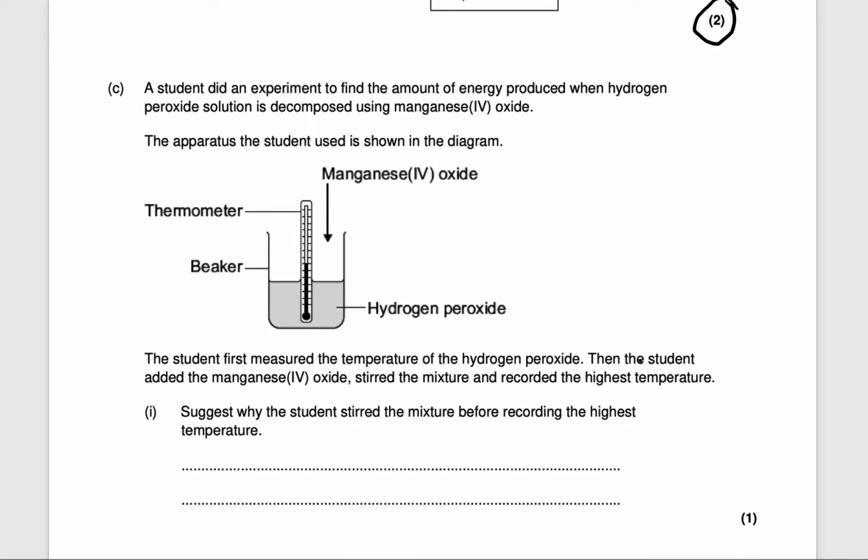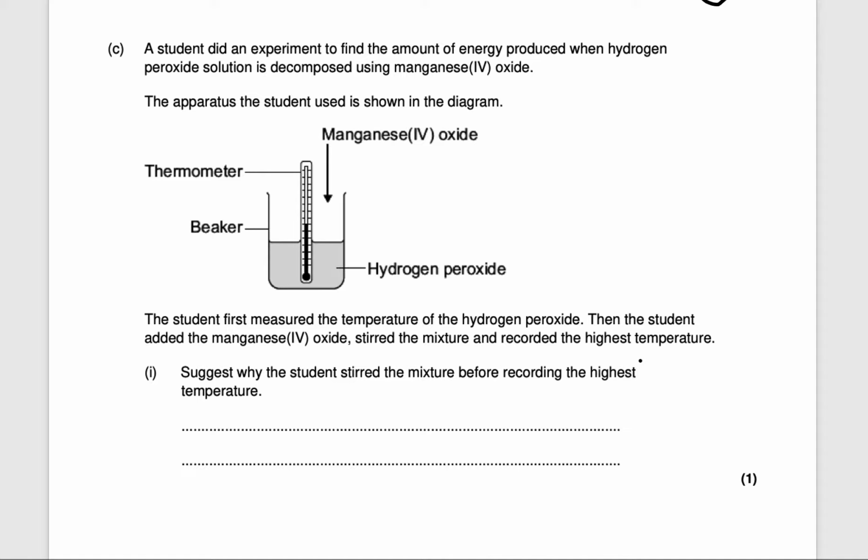A student did an experiment to find the amount of energy produced when hydrogen peroxide solution is decomposed using manganese oxide. The apparatus the student used is shown in the diagram. The student first measured the temperature of the hydrogen peroxide, then added the manganese oxide, stirred the mixture, and recorded the highest temperature. Suggest why the student stirred the mixture before recording the highest temperature. The reason for that is just so that all the manganese oxide is completely mixed with the hydrogen peroxide.